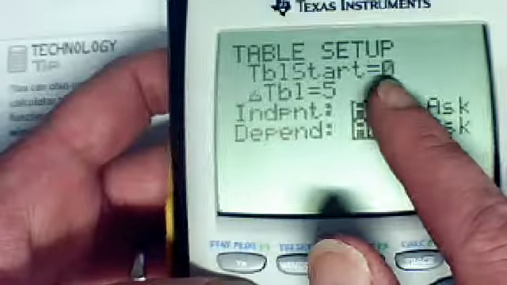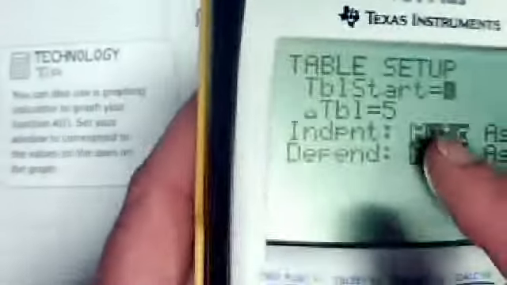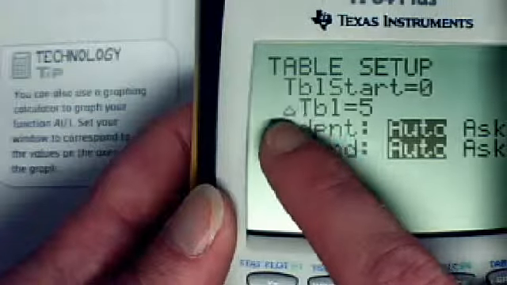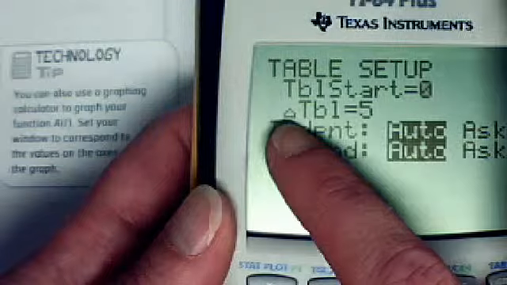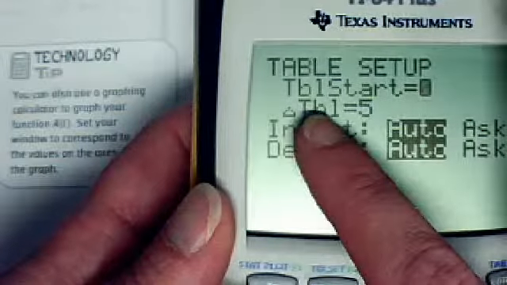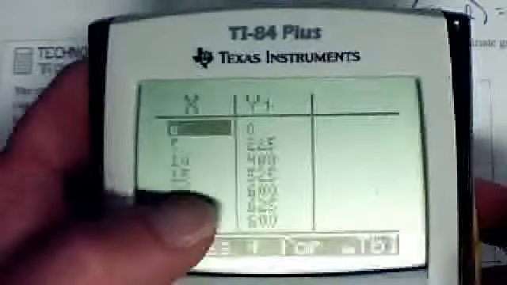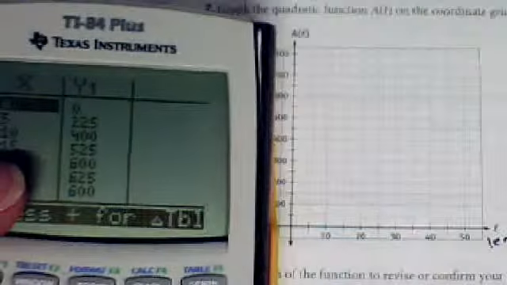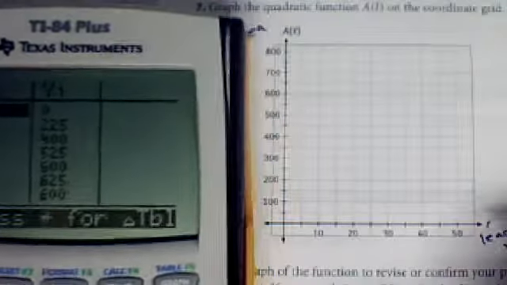I'm wanting my table to start at 0 because I know I can't have a negative length. I'm telling it this little triangle means change in the table. How do we want the table to change? I put by 5 so that when I look at my table, it's counting by 5s on that x value, or on our lengths. And I'm going to use that to plot some points.